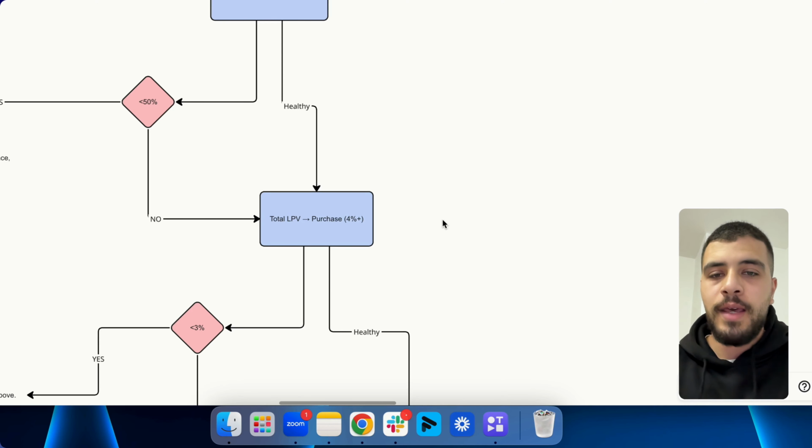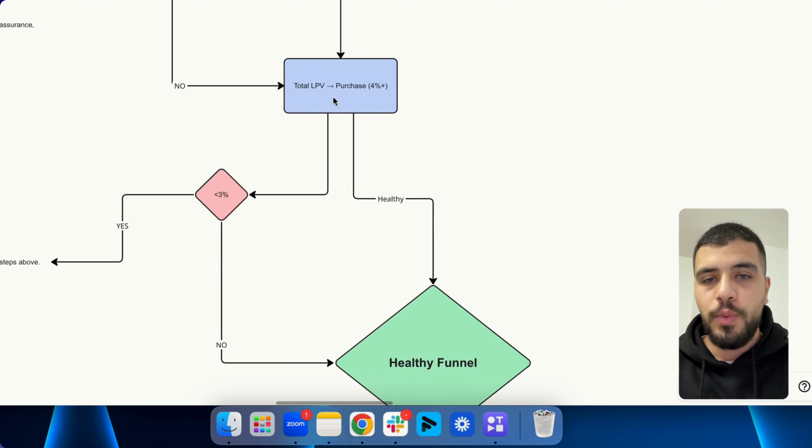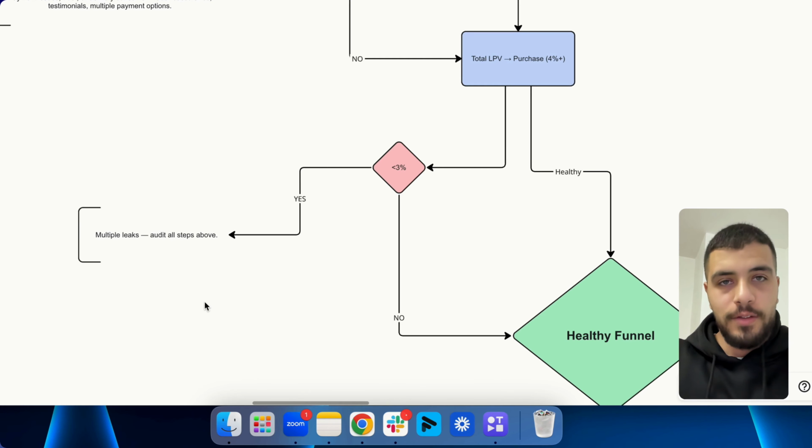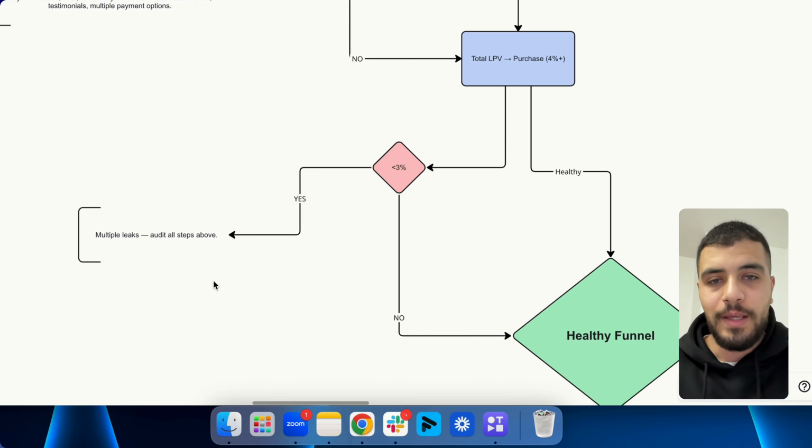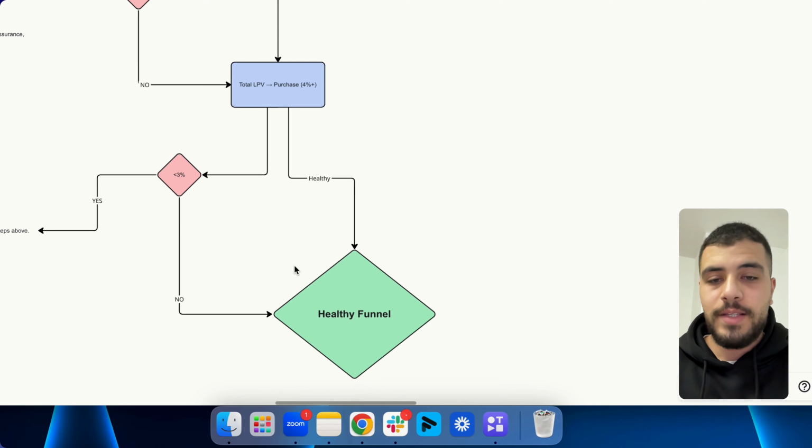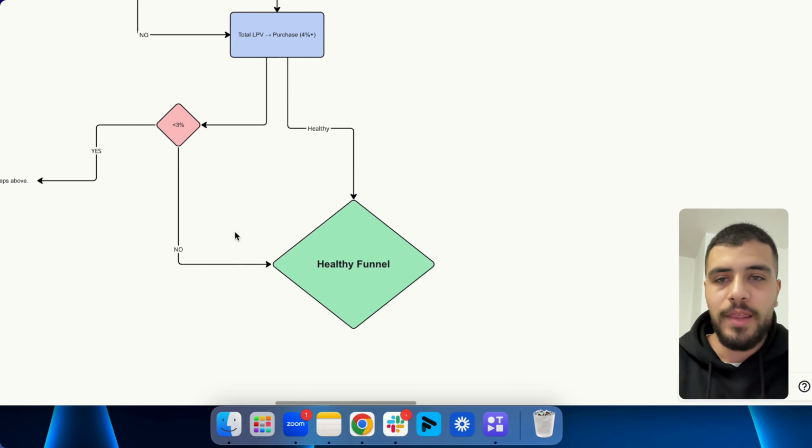Now, total landing page view to purchase, which is the final conversion rate, the normal conversion rate that everyone looks at, should be around 3 to 4%. Usually if it's below 3%, then you need to audit all of the steps above and make sure everything makes sense. If everything makes sense, it should be around 3%. If not, you'll have a big problem here. Now, if it's healthy, then congrats, you have a healthy funnel.